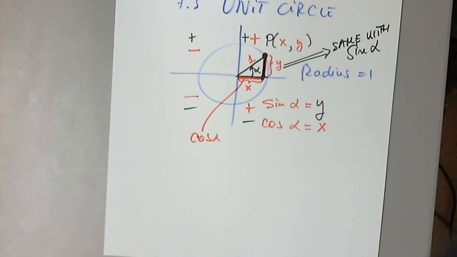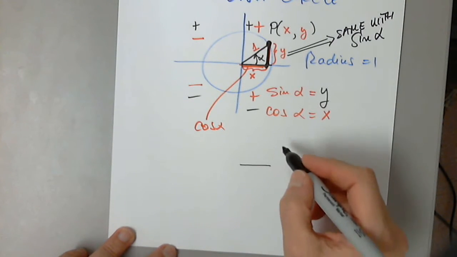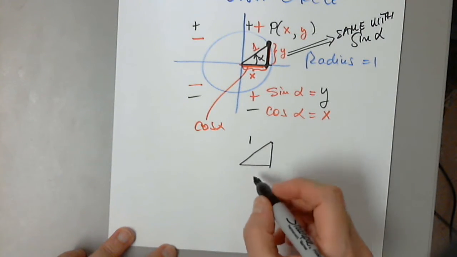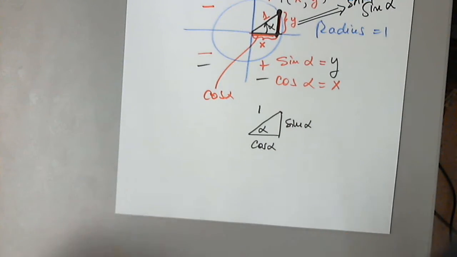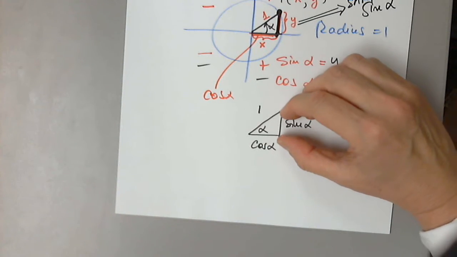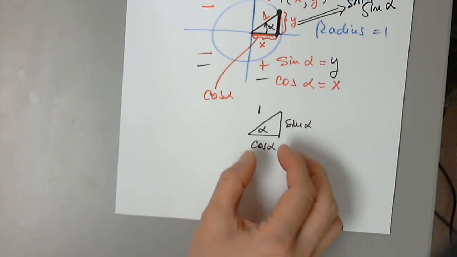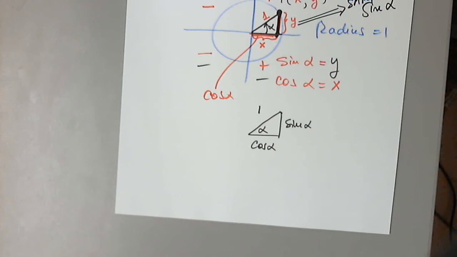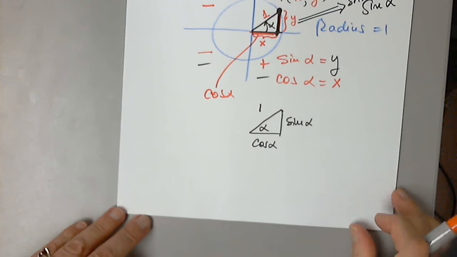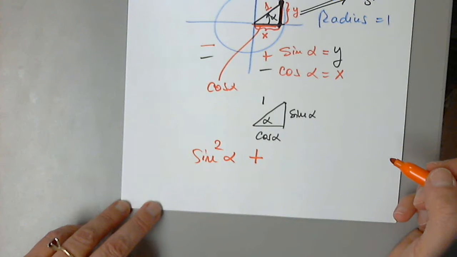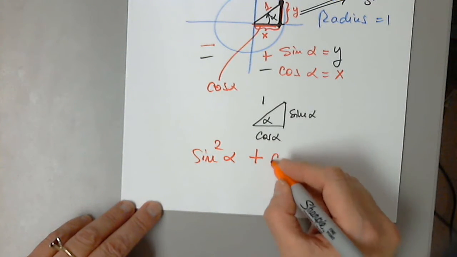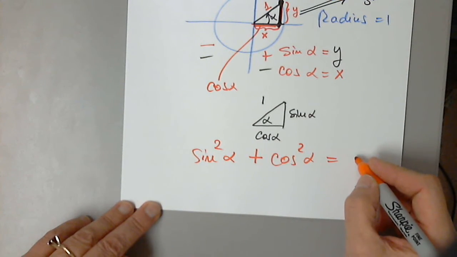So now I would like you to tell me, from this unit circle and from this triangle with hypotenuse 1, where this is cosine alpha and this is sine alpha, I would like you to write the Pythagorean theorem for me. The measure of this leg is sine alpha. The measure of this leg is cosine alpha, and I would like you to write, yes, Bailey? Sine, cosine squared. That's it.